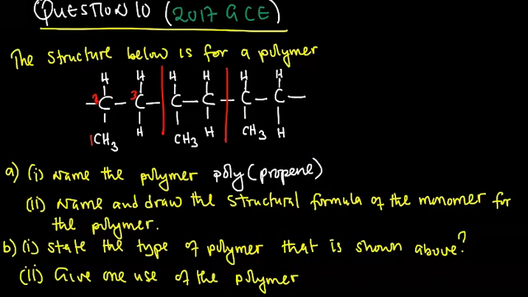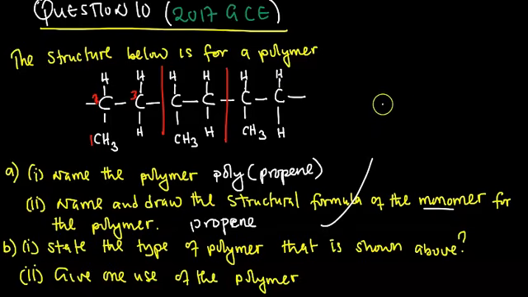Okay. Then now, name and draw the structural formula of the monomer for the polymer. Name and draw the structural formula of the monomer for the polymer. So what is the name? The name for the monomer is called propene. Then if we are to draw the structure, it's going to be like this.